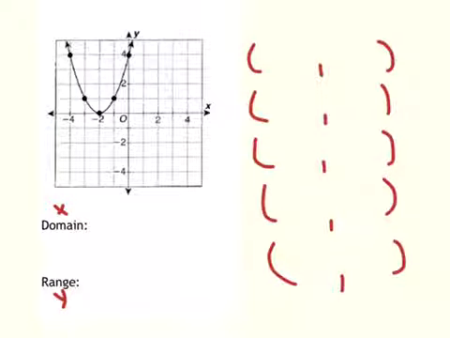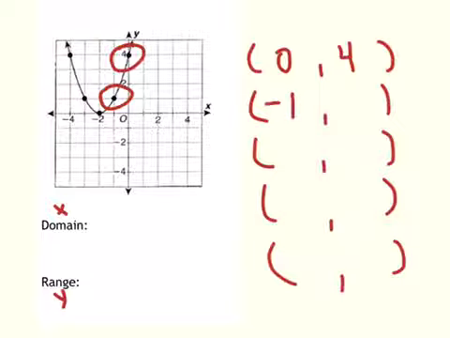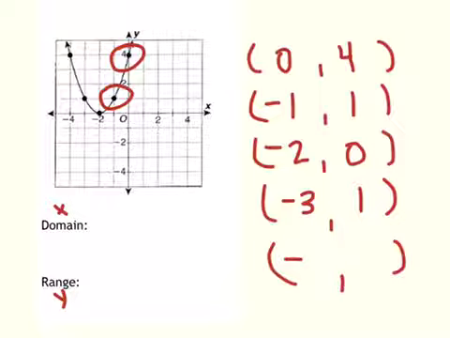Now you want to write out these points in ordered pairs. You don't just want to guess and try writing them. So our first ordered pair right there is going to be 0, 4. We're just going to keep going. The next one is -1, 1. Next one is -2, 0. After that is -3, 1. And then finally -4, 4.